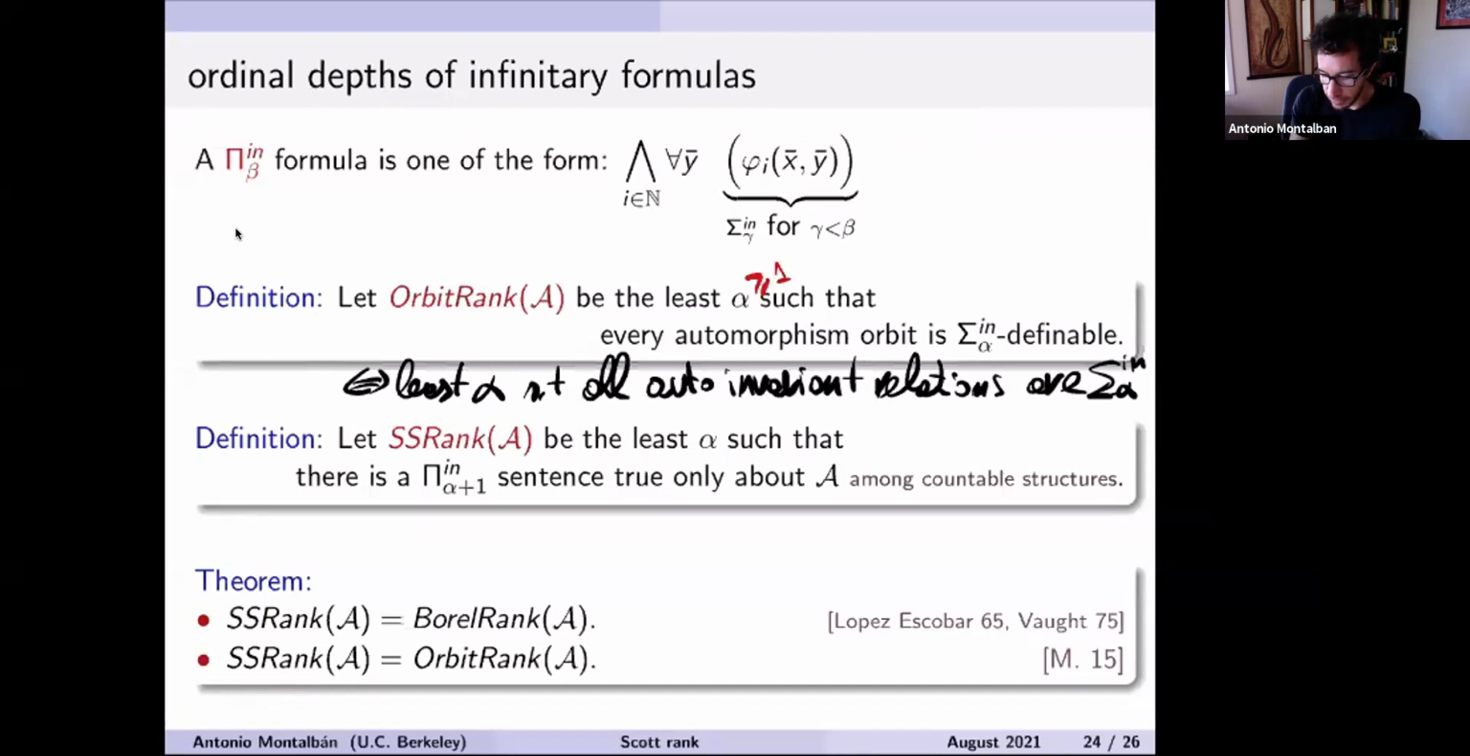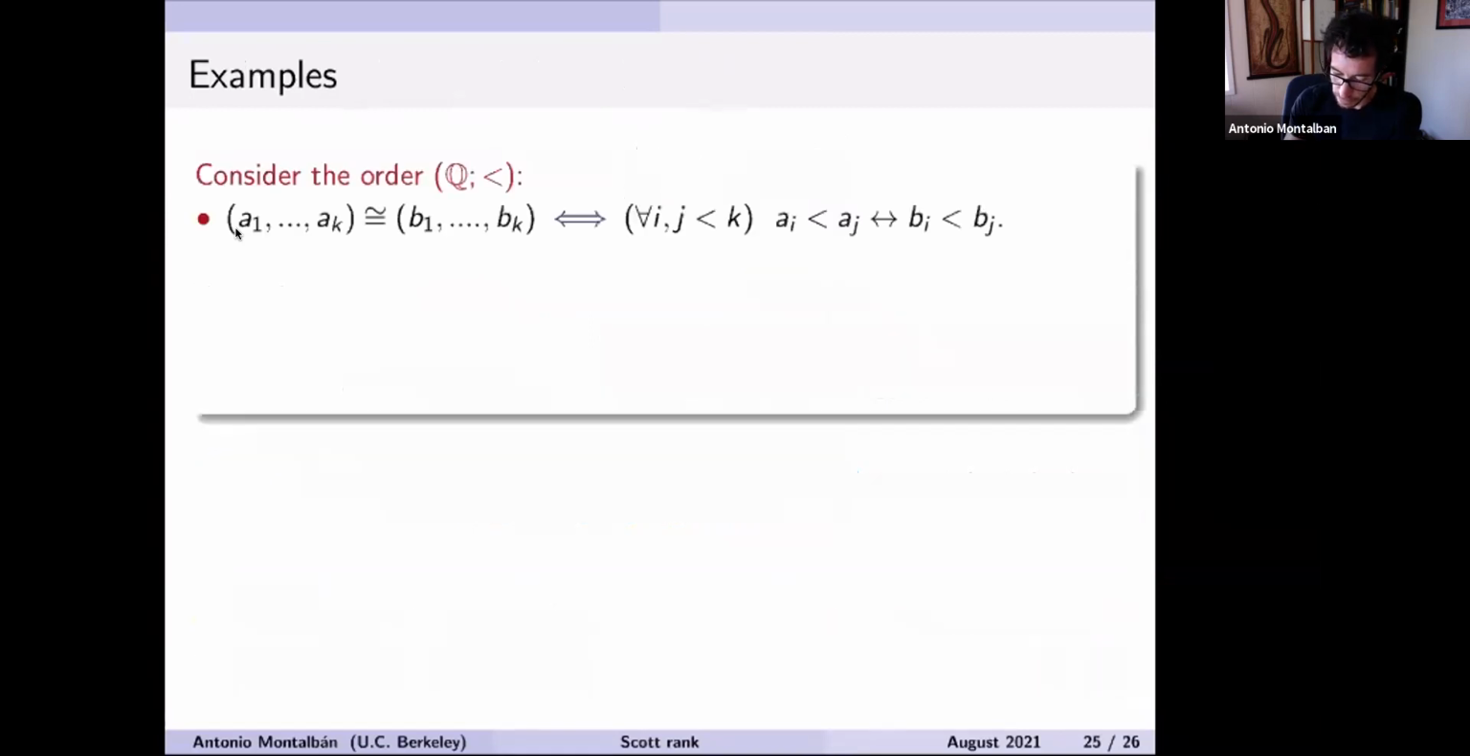Cool. So the other definition of rank that we had is the Scott rank, the Scott sentence rank, which is the least alpha such that there is a pi alpha plus 1 Scott sentence that is true only about A. We haven't proved this one yet. So let's now finish the day by proving that there is a sentence that is true only about A. And that was how we started the second hour today.